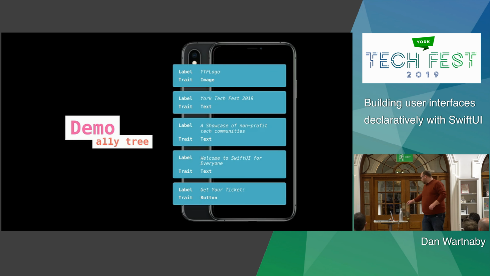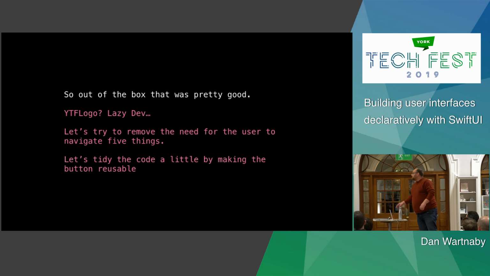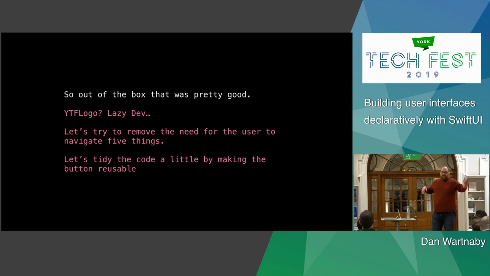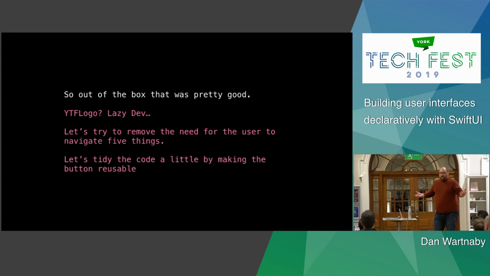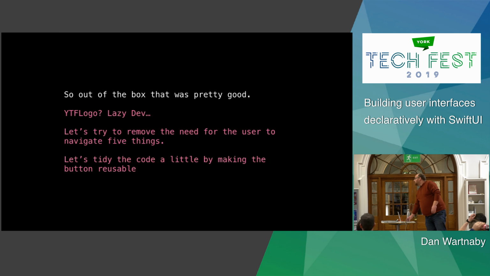It's got 5 things. Image, text, you've seen this stuff. It also has labels. And out of the box, that's pretty good. Now, you might not have heard it, but it named the name of the logo as YTF logo. That's not very useful to somebody who can't see it. It's got loads of swiping. There's 5 things to get through, and we can tidy that up a little bit.